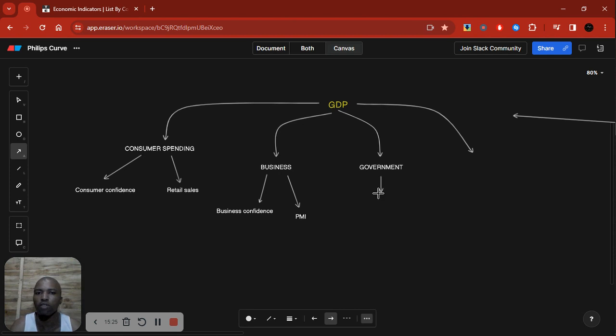When it comes to government, you can look at debt to GDP, but what I mostly pay attention to is the current account, which gives us how things look from a balance sheet kind of perspective. So that is what I focus on when it comes to the government. And then lastly, exports and imports, this is what is called balance of trade, or trade balance.